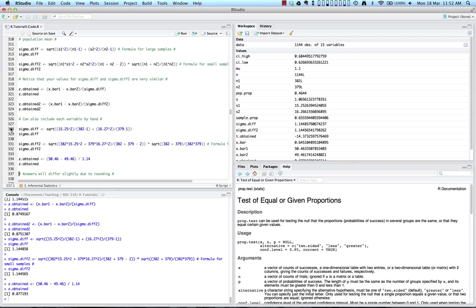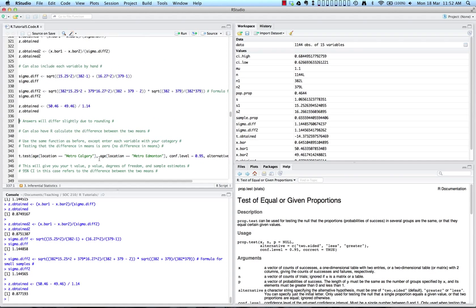If we run all of that together, we see that again we get a Z that's very close, but not perfect because our answers differ slightly due to rounding. So that's how we would calculate things by hand in R, but we can also use formulas in R to calculate the difference between 2 means.